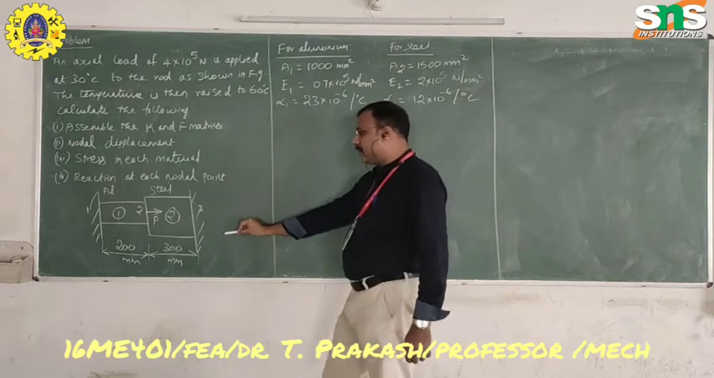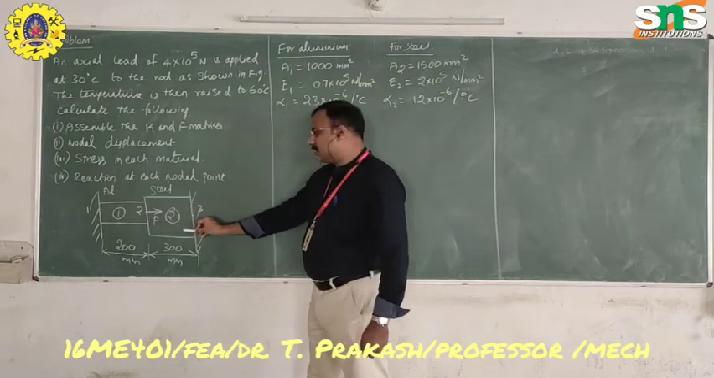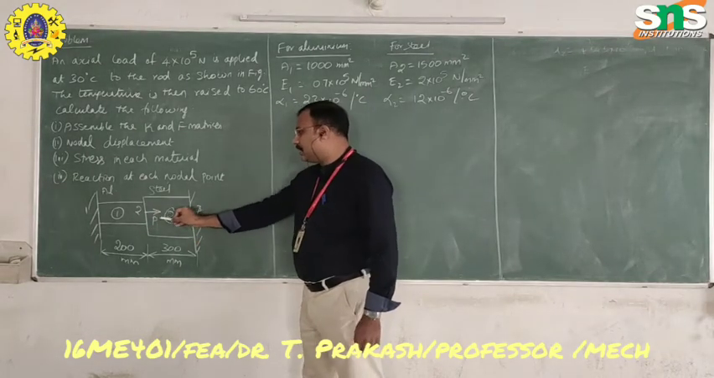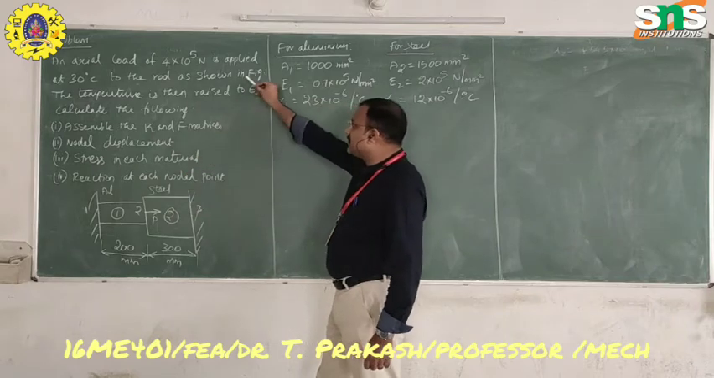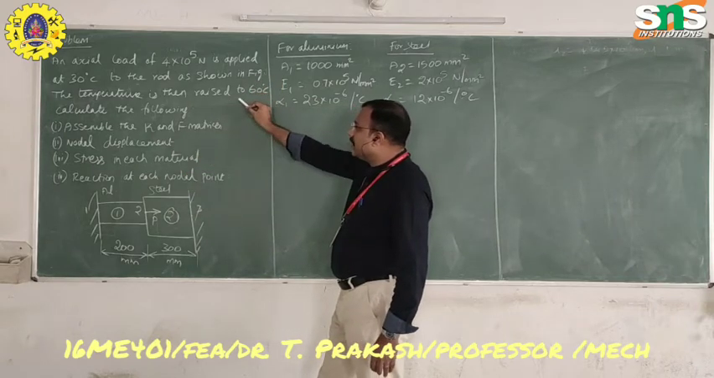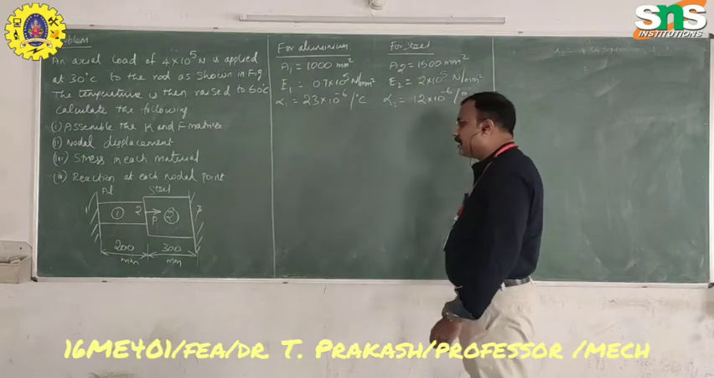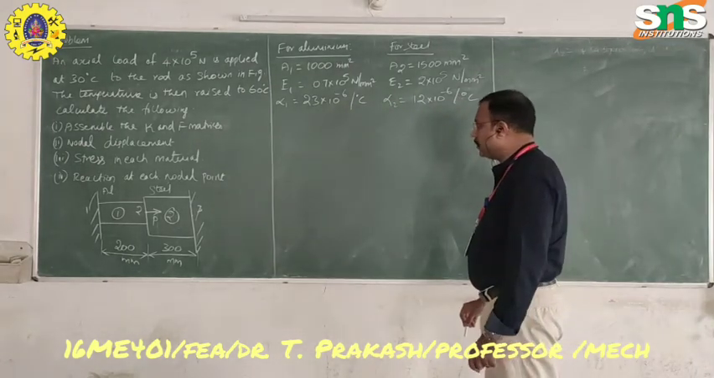Therefore, it is our stepped bar. Two different materials. It is a composite bar, a composite stepped bar. Two different materials, aluminum and steel, are combined, and the temperature is raised from 30 degrees to 60 degrees. Therefore, we have to find the delta T, the change in temperature, also in this problem.